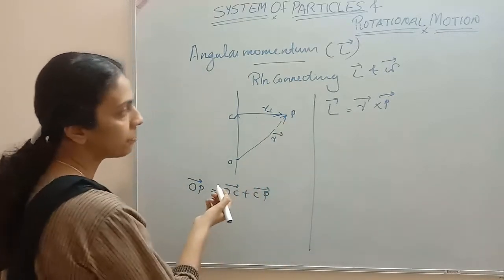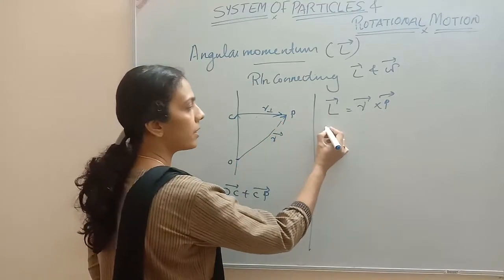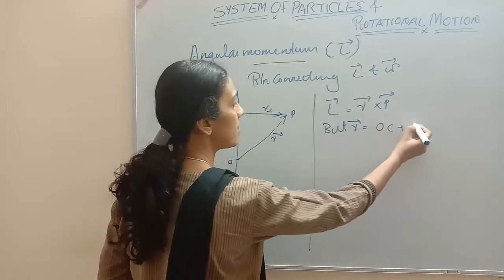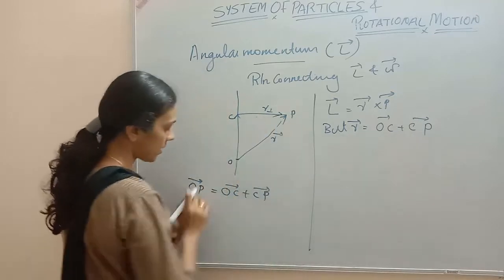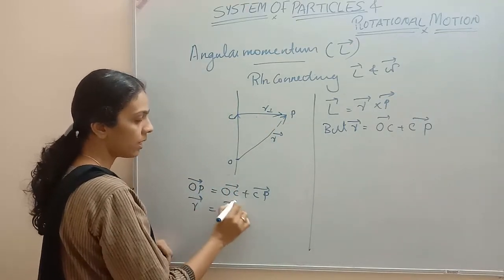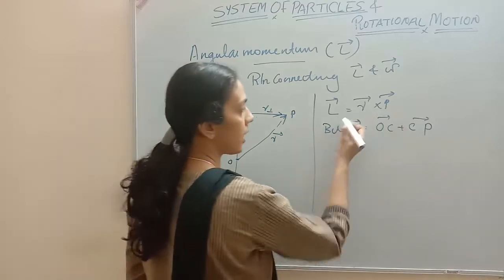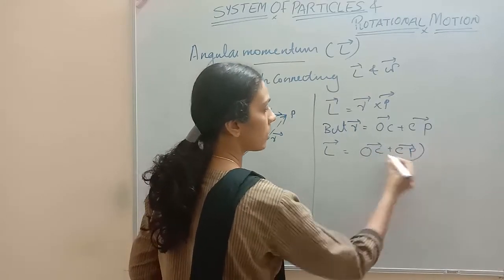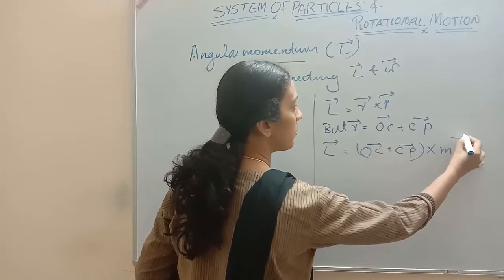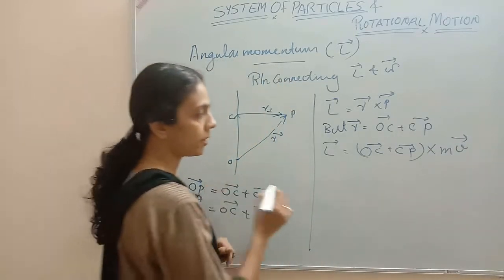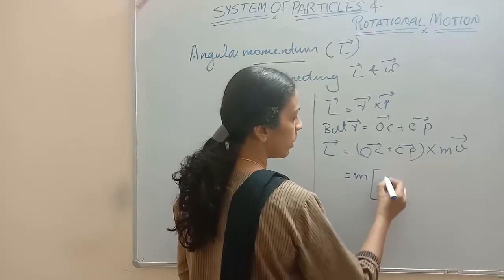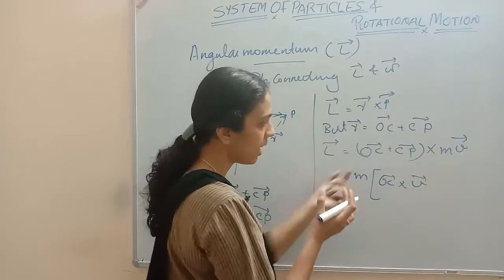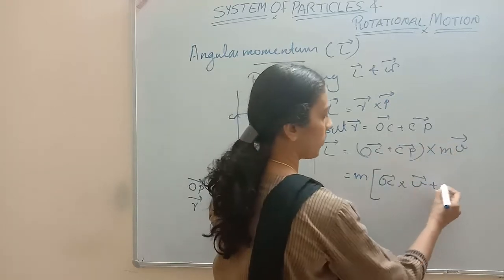So what is r here? For a particular particle, r equals OC plus CP, since OP is r. Writing it here, L is equal to, instead of r, OC plus CP, cross mv, since p equals mv. m is common and a constant, so I take it outside: m into OC cross v plus CP cross v.